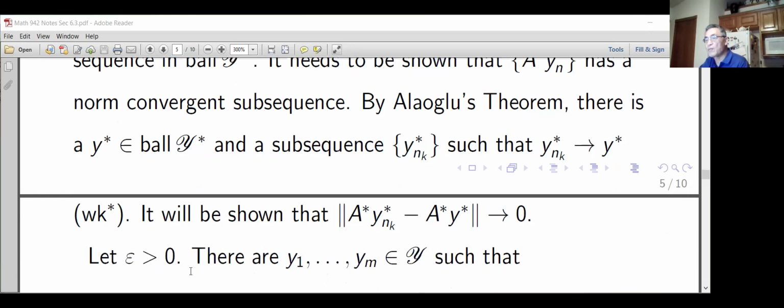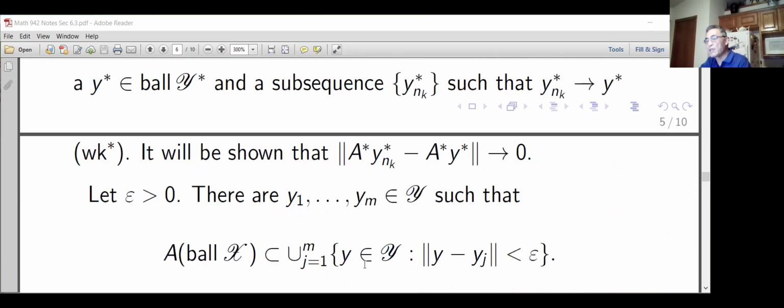So let epsilon be greater than 0. Then there are y1 through ym in Y such that A of the ball of X is contained in the union over j from 1 to m of the set of y in Y with norm y minus yj less than epsilon.